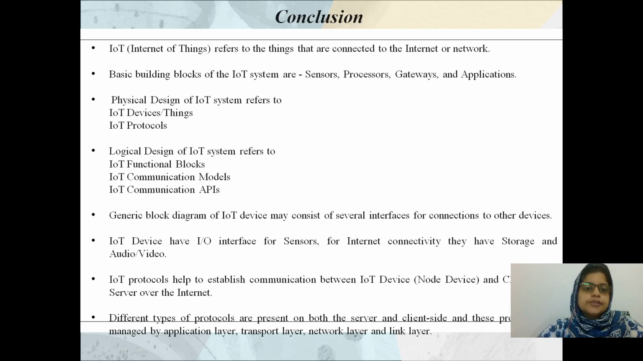Then we have seen the physical design of the IoT system. It constitutes IoT devices called things and the IoT communication protocols. Then we come to the logical design of the IoT system, which constitutes the IoT functional blocks, IoT communication models, and IoT communication APIs. These are to be elaborated in the subsequent lectures to be taken on the other days.